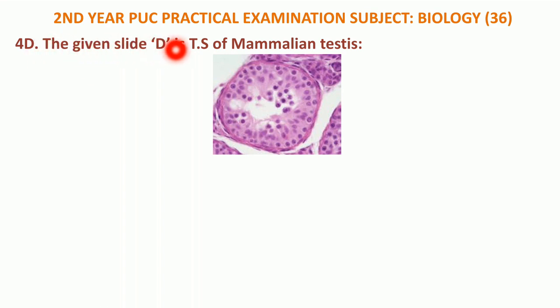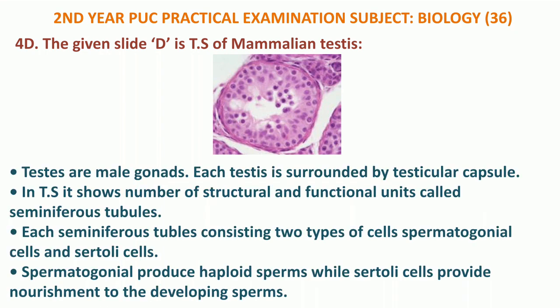The given slide D is TS of mammalian testes. This identification carries 1 mark. And after that, you should write any 2 comments like this: testes are male gonads. Each testis is surrounded by testicular capsules.